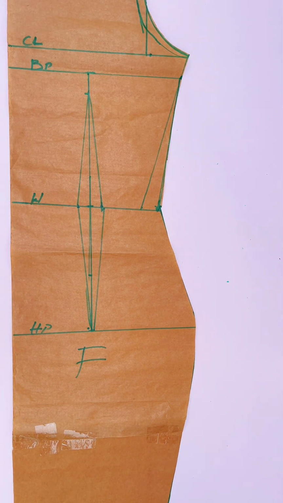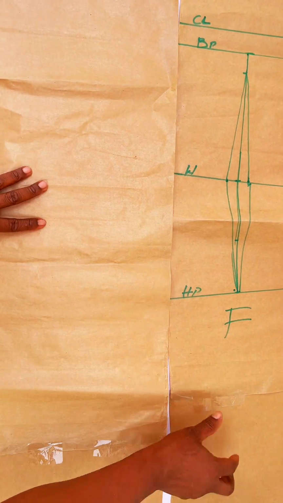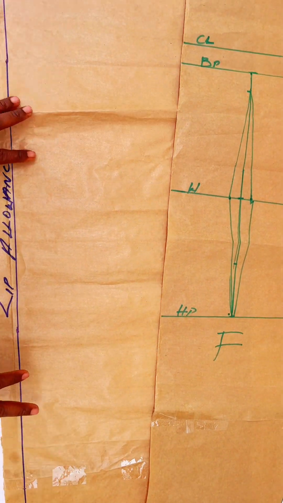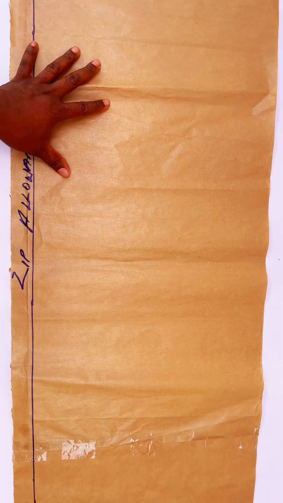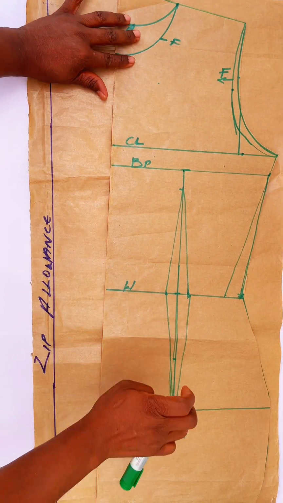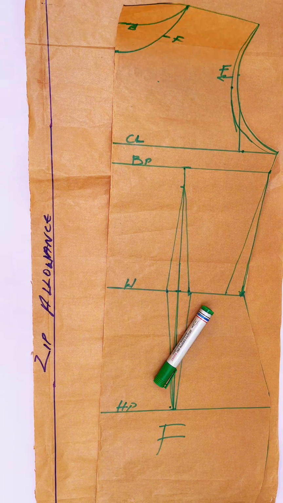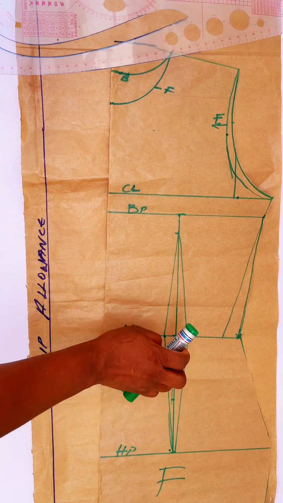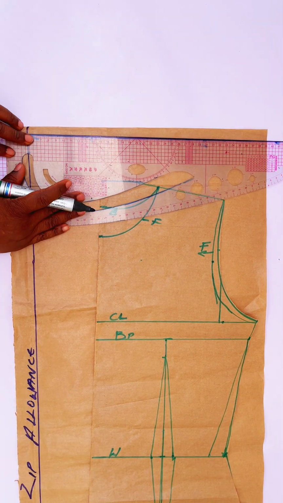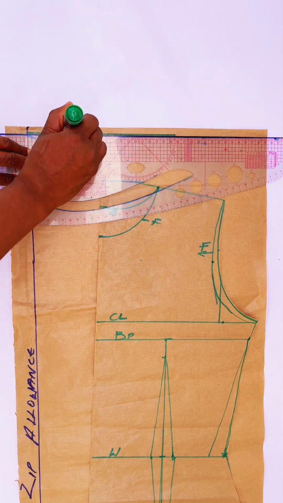So we're going to go ahead and use this front measurement to extract our back measurement. But then we have our zip allowance right there. We're just going to put 1 inch or 1.5 inches for zip allowance, because definitely your gown is going to have a zip at the back. So we're going to use this front pattern to extract our back.